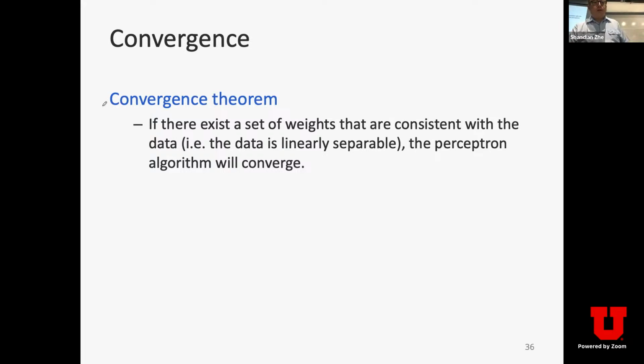We have a so-called convergence theorem for the perceptron algorithm. Specifically, if there exists a set of weights that are consistent with the data, meaning there exists a linear classifier or hyperplane which can perfectly separate all the positive examples from negative examples, then if you run the perceptron algorithm, it will converge. And it does not necessarily converge to the hyperplane we mentioned, right? But it will eventually converge.